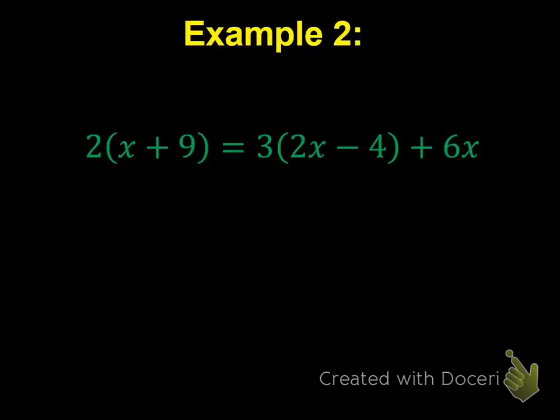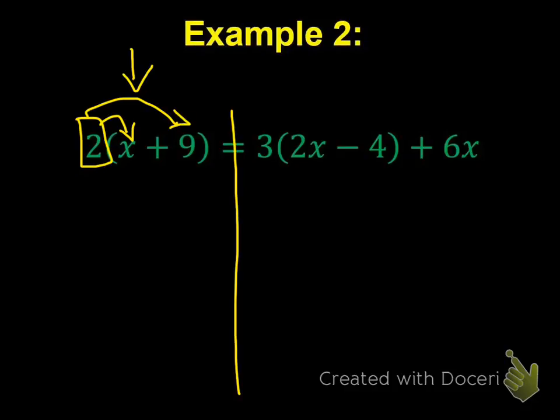I notice that I have distributive property on both sides. So what I'm going to do first is draw the line. And let's simplify this side as far as we can before we even look at side 2. I have a 2 on the outside. I have to distribute that to the x and distribute that to the 9. So remember, distributing means we're going to multiply. 2 times x is going to give me 2x plus 2 times 9, which is going to give me 18.